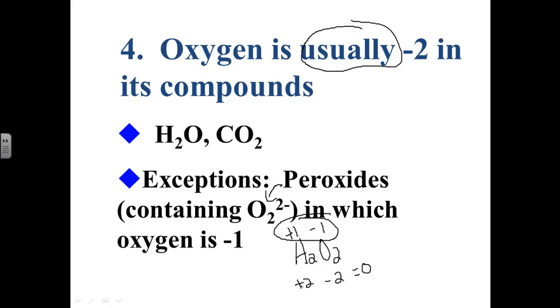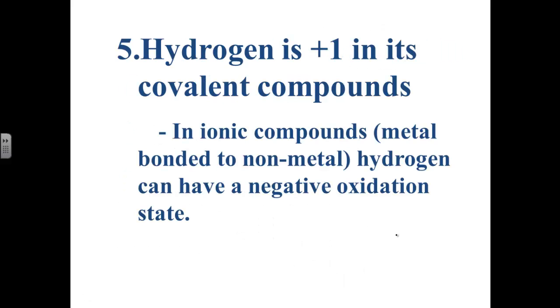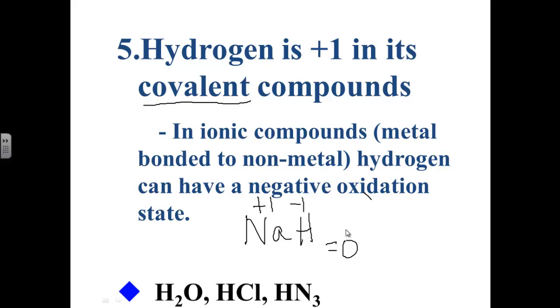And remember that when I do oxidation numbers, I do my math down here. This is what we refer to as the oxidation number for that particular element. Okay, hydrogen is going to be +1 in its covalent compounds. I think last year we simply said hydrogen is usually +1, which is true, but this is a better way to explain it. In some ionic compounds, a metal bonded to a nonmetal, hydrogen can have a negative oxidation state, and that's going to be when it's paired with one of those absolutes. So if you have sodium hydride, remember we already learned that sodium is always going to be +1, so hydrogen then has to be -1 in order to get the whole thing equal to 0.